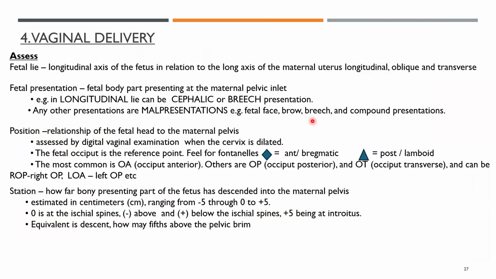The position, this is the important one now. You want to know the relation of the fetal head to the maternal pelvis. How do we find out what position is where? You do this when you do the VE. When the cervix is dilated, you feel for the occiput of the baby. The reference points are that the anterior fontanelle is a diamond shape, also known as the bregmatic fontanelle, and the posterior is a triangle, which is your lambdoid suture. So, the posterior fontanelle. The most common position that we see is occiput anterior. Others include occiput posterior and occiput transverse.